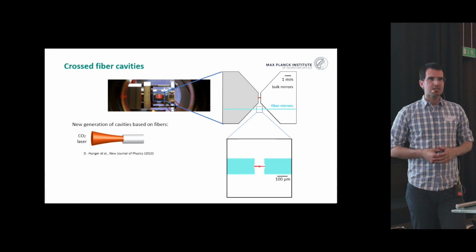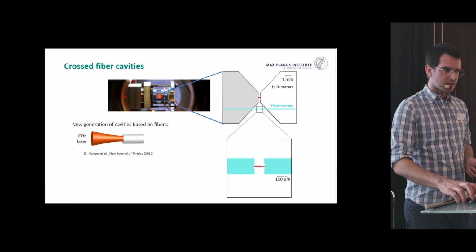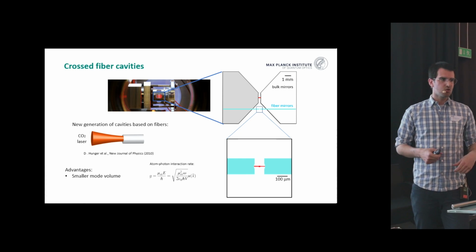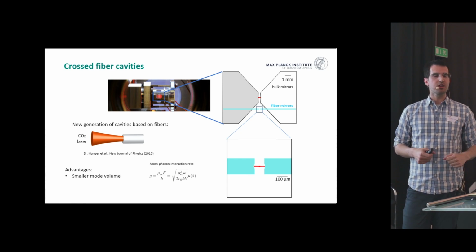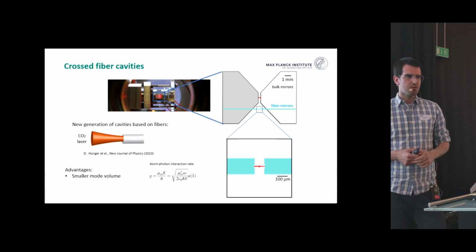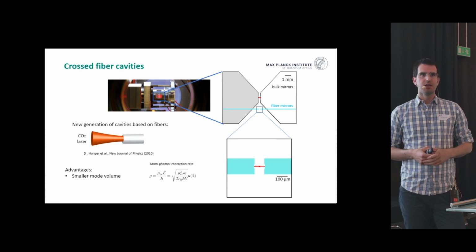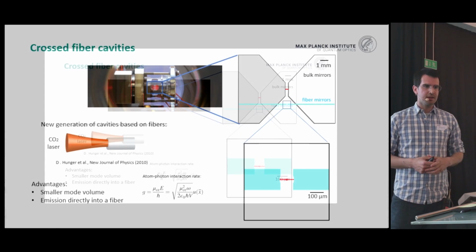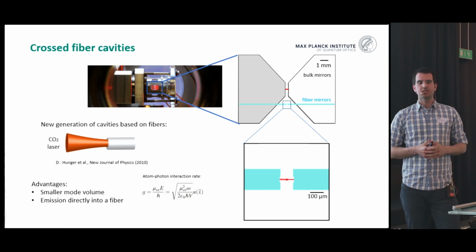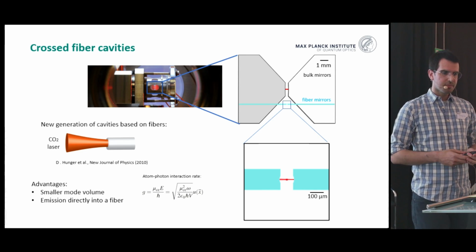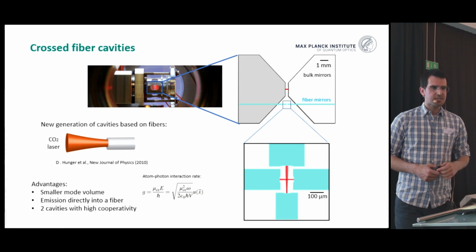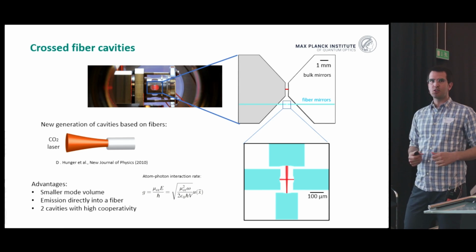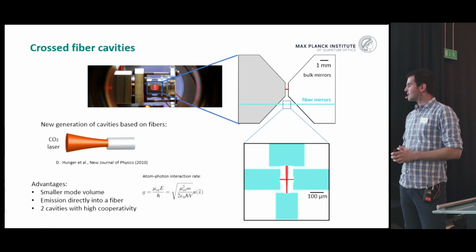Having these fiber cavities has several advantages for us. First of all, with these fiber tips we can put them closer together, and with the CO2 machining technique we can achieve a smaller radius of curvature. Then we can achieve smaller mode volumes for the cavity mode, and therefore a stronger interaction between the intracavity field and the atom. The second advantage is that the emission happens directly into the fiber, so it's easy to distribute these photons to a different location in the lab. The most important advantage is that because fibers have a small transverse extension, we can have two cavities with small mode volumes, and therefore coupled to a single atom in the high cooperativity regime.